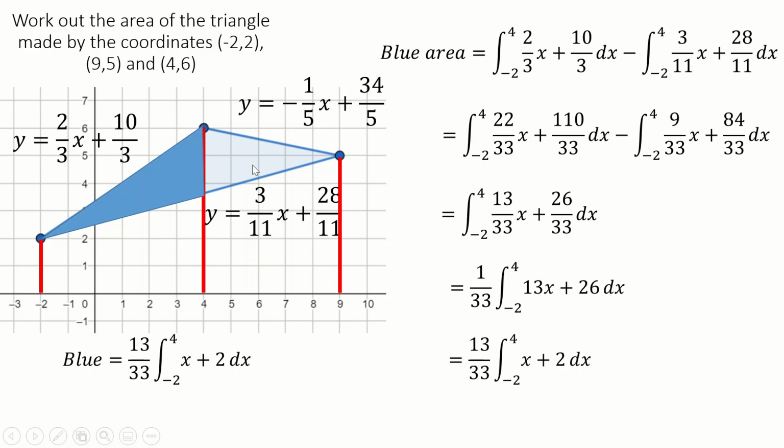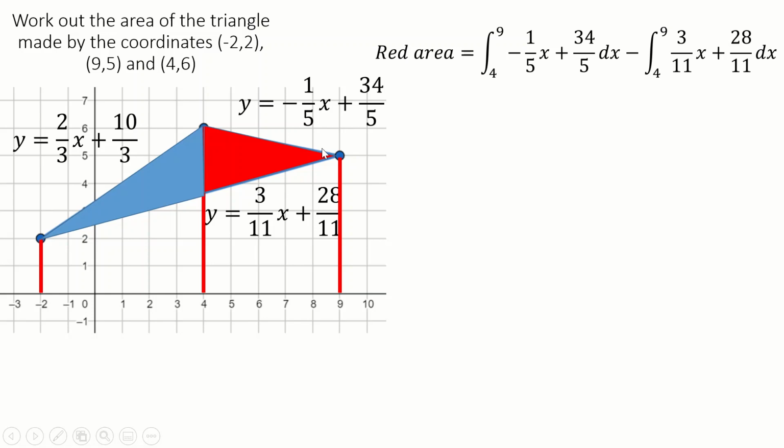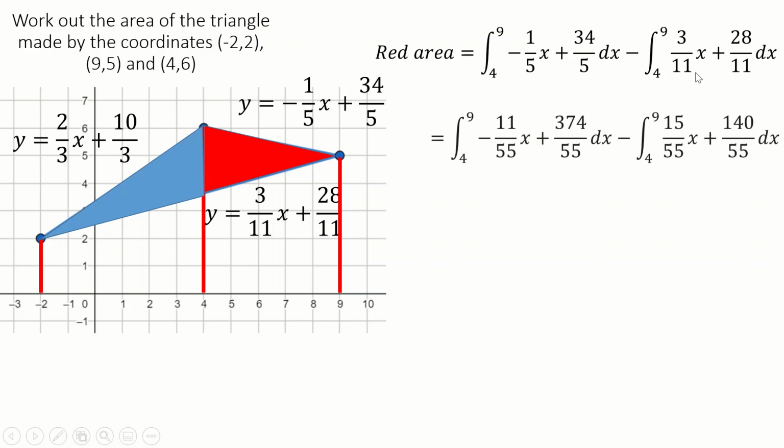First, let's talk more about the red area now. Very similar logic, but this time I'm going to be integrating between 9 and 4. I'm going to do this line first, of course, because it's on top, and then take away this line. So similar kind of idea here. Times this one by 11 over 11, this one by 5 over 5. Again, it's the same bounds for each integral, or the same limits, I should probably say. So I can put these together.